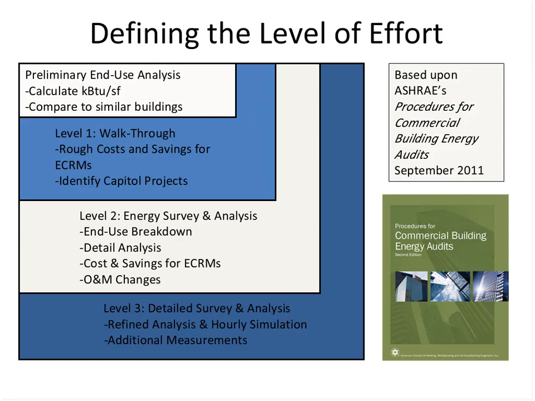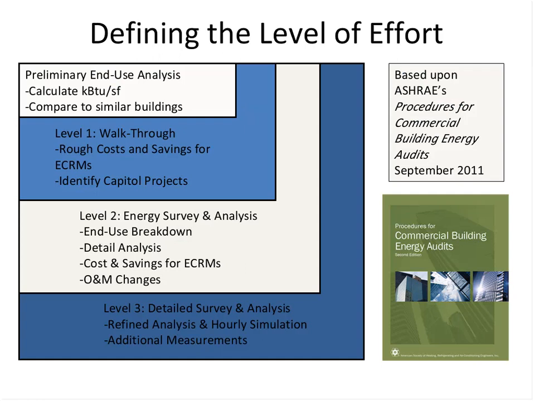I'm going to base most of this talk on something called Procedures for Commercial Building Energy Audits. It was recently published by ASHRAE. ASHRAE is the American Society of Heating, Refrigerating, and Air-Conditioning Engineers, and they tend to be the thought leader in the nation on buildings and energy use in buildings. They define four levels of an energy audit, or ways to look at a building. What they call the preliminary end-use analysis, and we'll go through this to discuss how you calculate the kBTUs per square foot and how you compare your building to other ones of a similar type and use. And then there's a Level 1, 2, and 3.